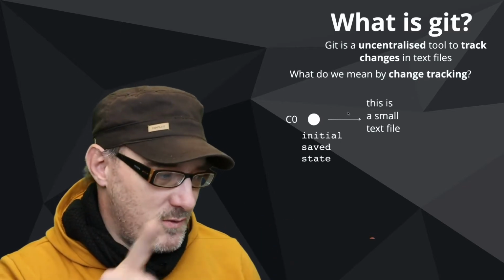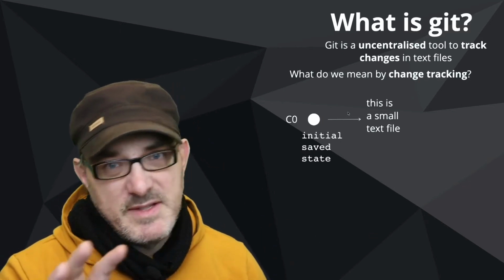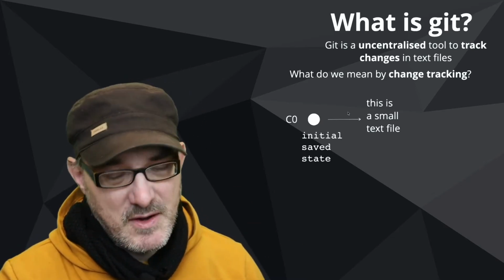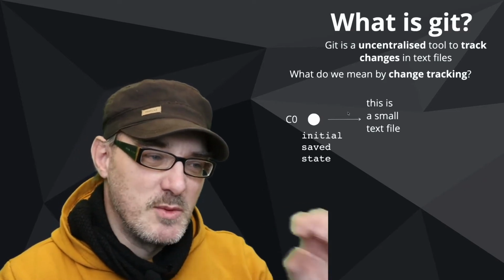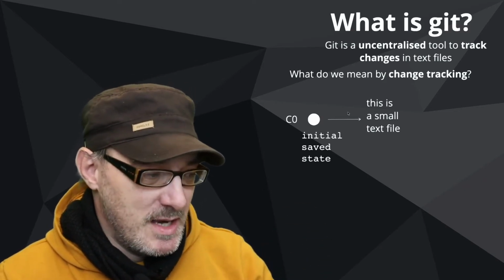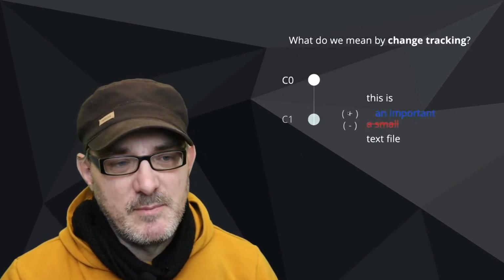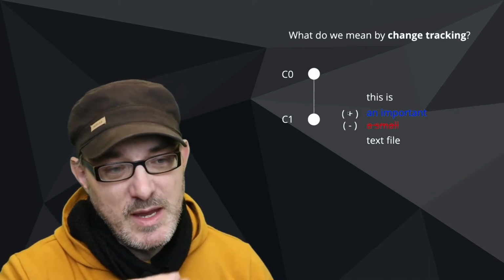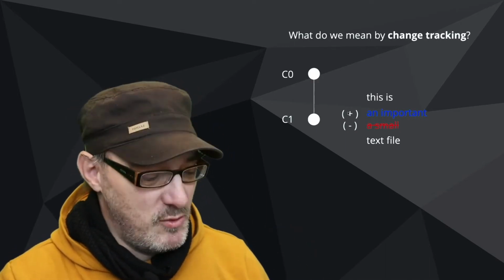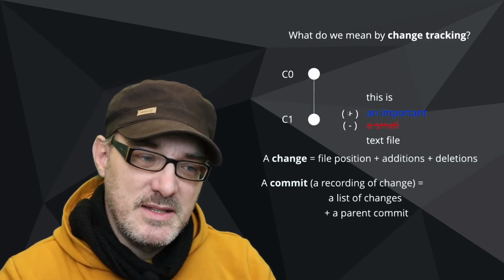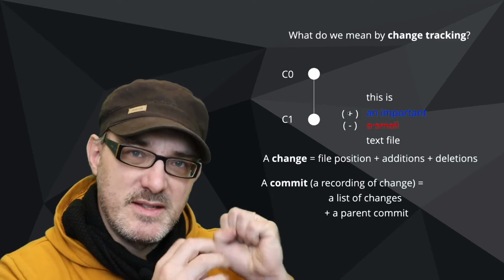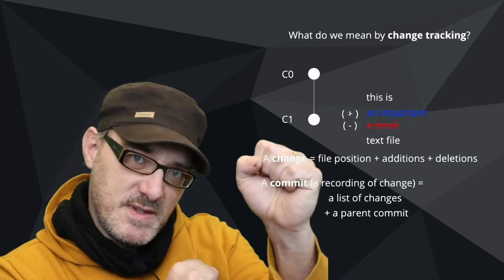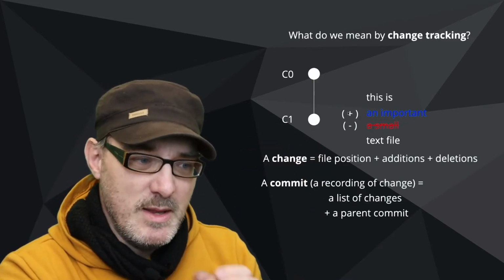Let's take the example of this small file here, which we've saved in its initial state. It has 3 lines. This is a small text file, and it's saved in its initial state, which we'll call commit 0, C0. Now, let's say we want to change the file. We want to say this is an important file instead of a small file. So we're replacing the word small with important. And this is the commit. We've saved this, and to save the commit, we say, okay, based on the initial state, C0, we create a new state called C1, commit 1.